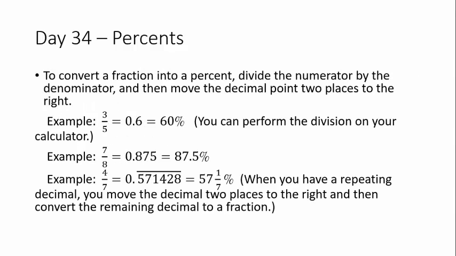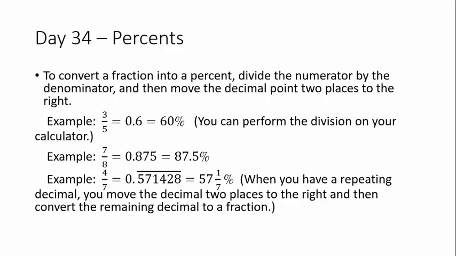Now, to convert a fraction into a percent, we simply divide. We divide the numerator by the denominator and then move the decimal point 2 places to the right. So in our first example, we have 3/5. We have done this before. We divide the 5 into the 3. 3 is the dividend, 5 is the divisor. We get 6/10. We need to move the decimal 2 places to the right. This will give us 60%.